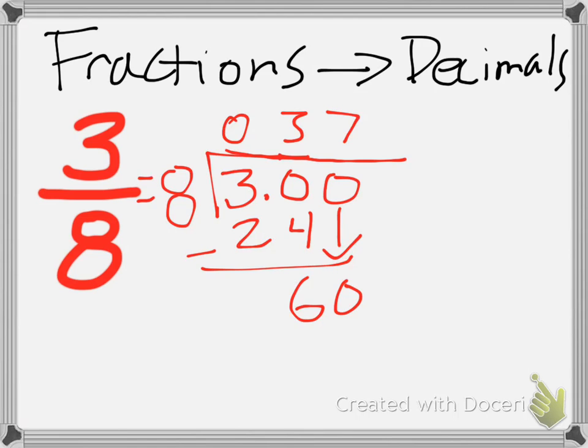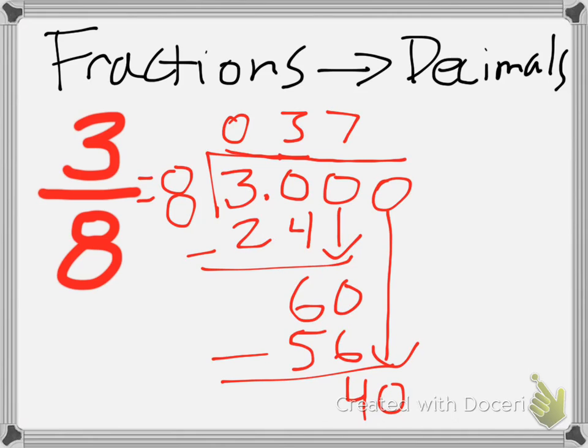So 8 fits in 7 times. 8 times 7 is 56. That gives me a 4. I'm still not done yet. Drop down another 0, and now I'm at 40. 8 goes into 40 exactly 5 times, and I need to remember to put my decimal in my final answer.